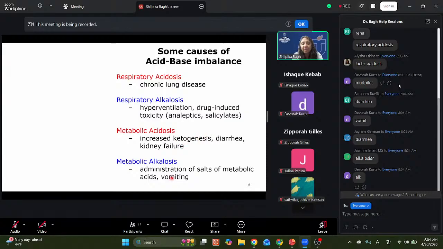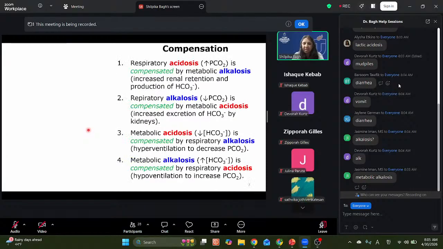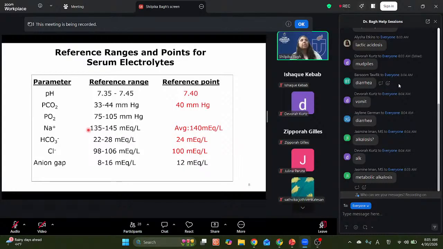So did you forget that? Where is vomiting here? Do you see it here? Vomiting is what? Do you see my cursor? Metabolic alkalosis. And someone, when I said metabolic acidosis, answered vomiting. That would be a wrong answer. Metabolic alkalosis is vomiting. Metabolic acidosis is diarrhea. Clear? Compensation, I've already told you. When the problem is metabolic, respiratory will compensate. When the problem is respiratory, renal will compensate. Good to know this reference point.